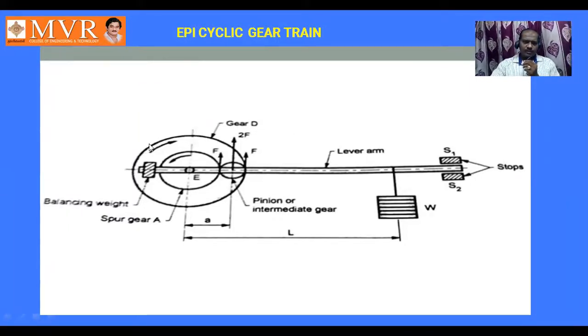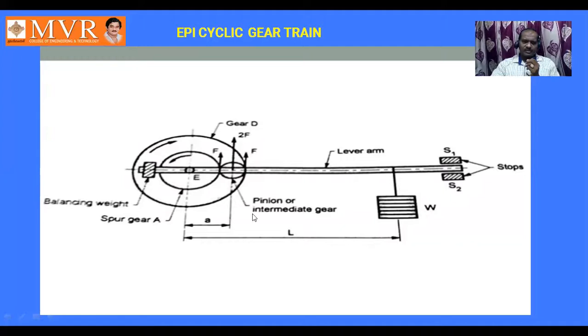One is called a gear, and we have a pinion or intermediate gear. This is a spur gear. One is the driving gear, one is the driven gear. In between these two, we have the intermediate gear. This is the lever arm, and here a balancing weight is there. Two supporters or stops are there to balance this. Here also we have a weight hanging on the lever, as in the belt transmission dynamometer.